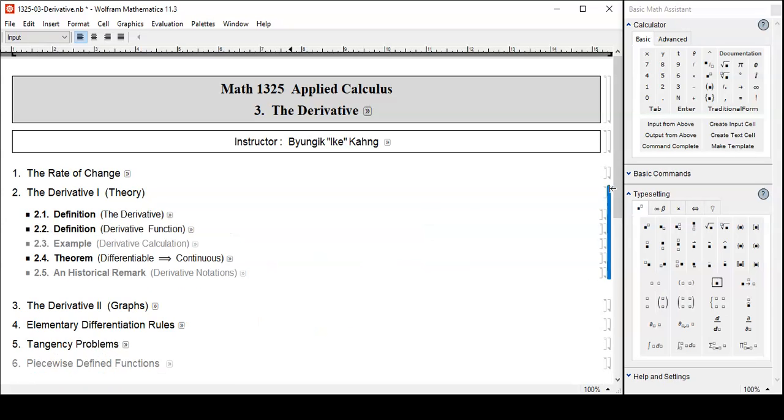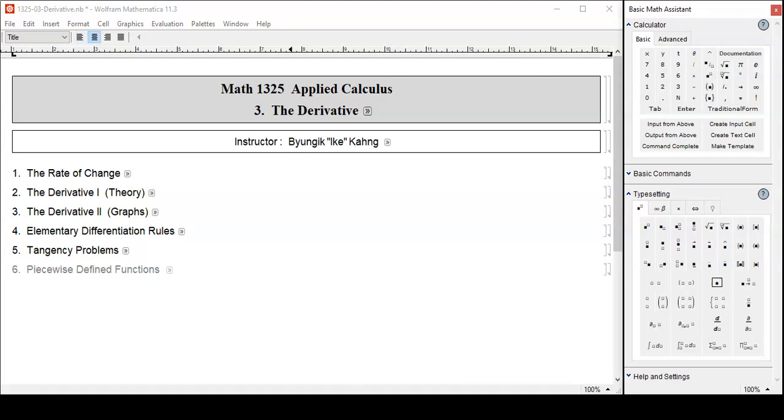All right, so much for the rate of change, and we're going to talk about the derivative in a little bit more detail in a separate video. So much for section 1.